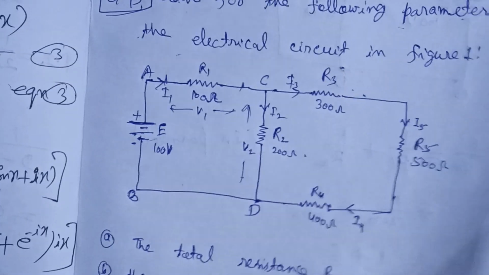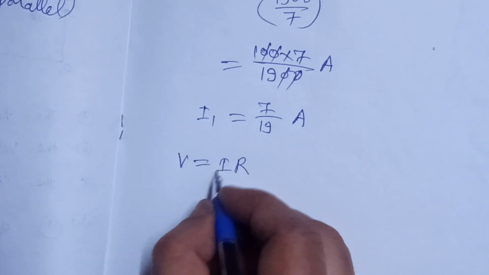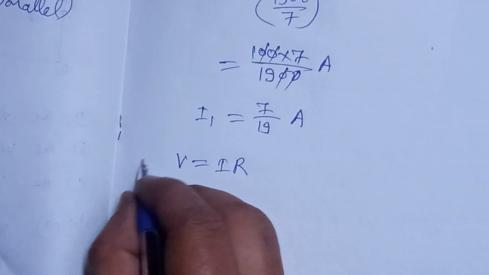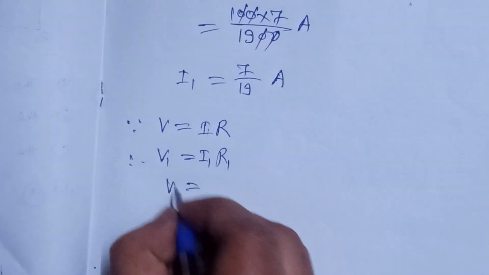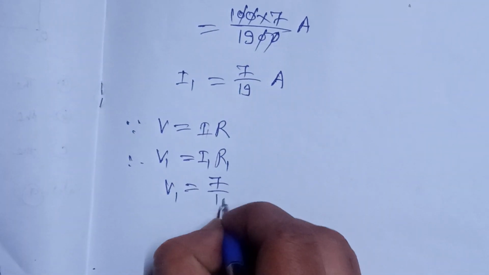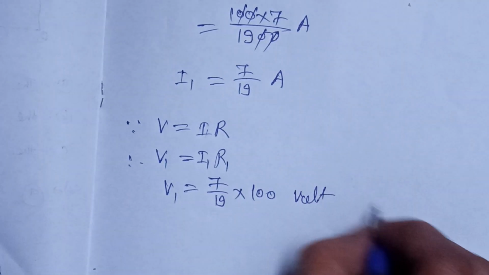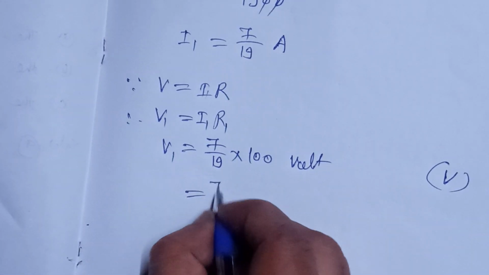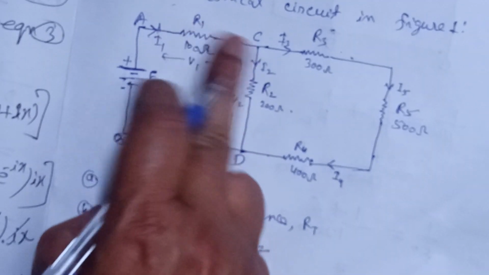We have to find V1, because we know that V is equal to IR according to Ohm's law. So V1 is equal to I1 into R1. I1 is 7 upon 19, and R1 is equal to 100. Its unit is volt, you can write simply V. So V1 is 700 upon 19 volt.